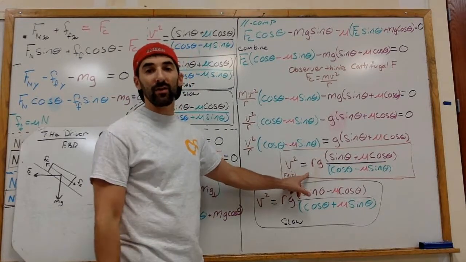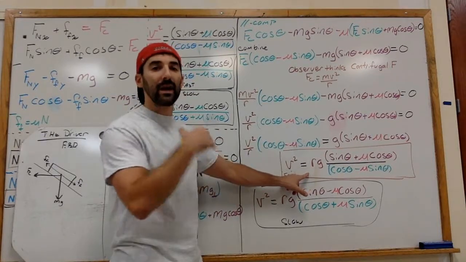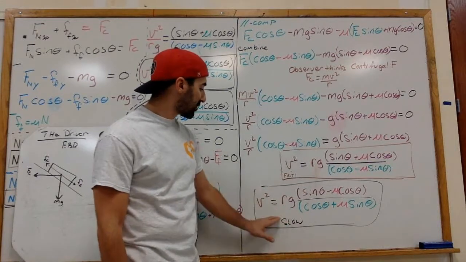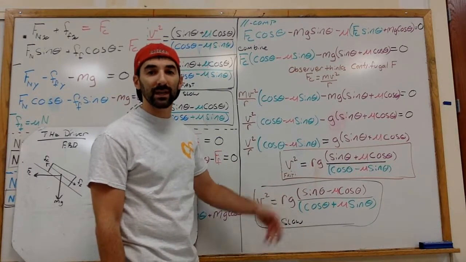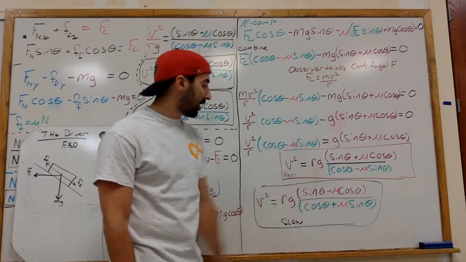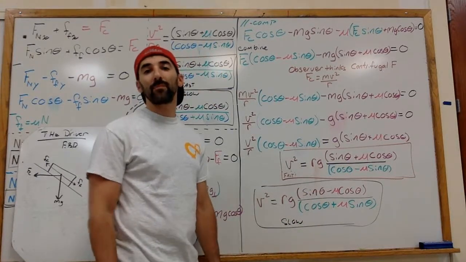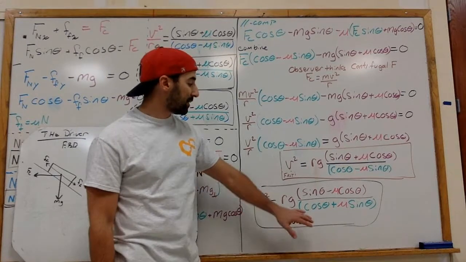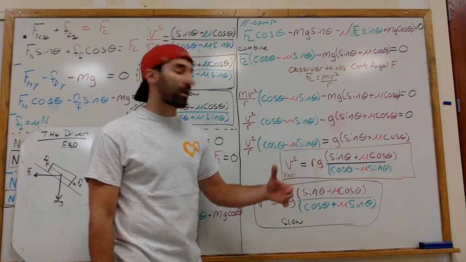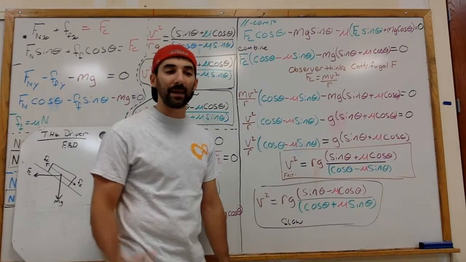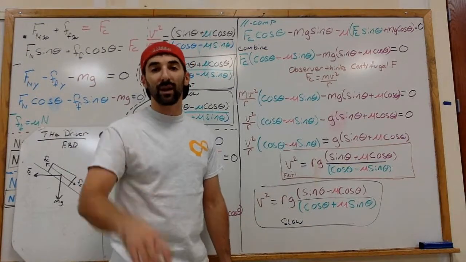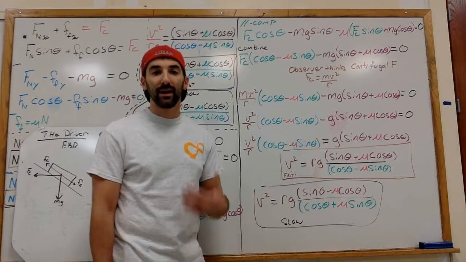I also invite you to do the same thing we did earlier. In fact, I suggest it. Try and calculate it if you're going too slow. Rg, sine theta minus mu cosine theta, subtracting the two, over cosine theta plus mu sine theta. This would be too slow. Furthermore, you can take these terms and you can find a maximum and minimum velocity. I recommend you also try and do that.